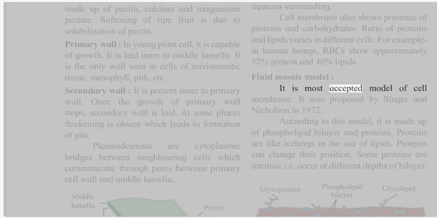It is the most accepted model of the cell membrane. It was proposed by Singer and Nicolson in 1972. According to this model, it is made up of a phospholipid bilayer and proteins. Proteins are like icebergs in the sea of lipids. Proteins can change their position. Some proteins are intrinsic, i.e., occur at different depths of the bilayer.